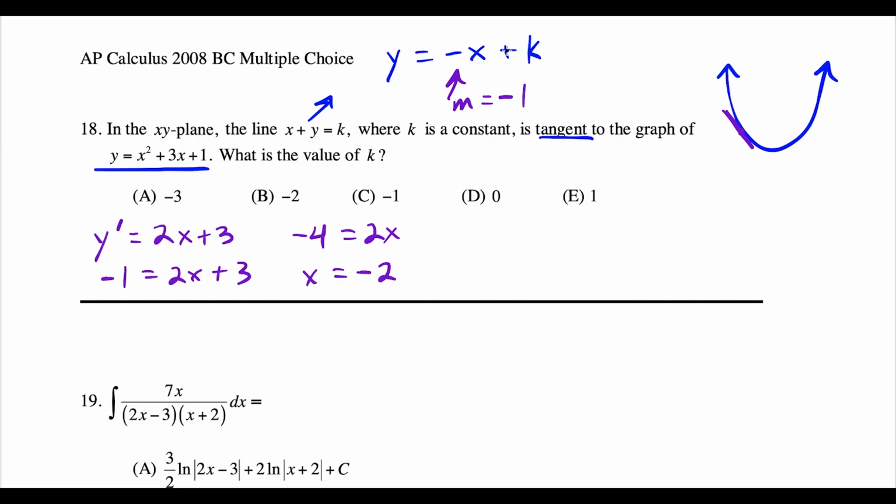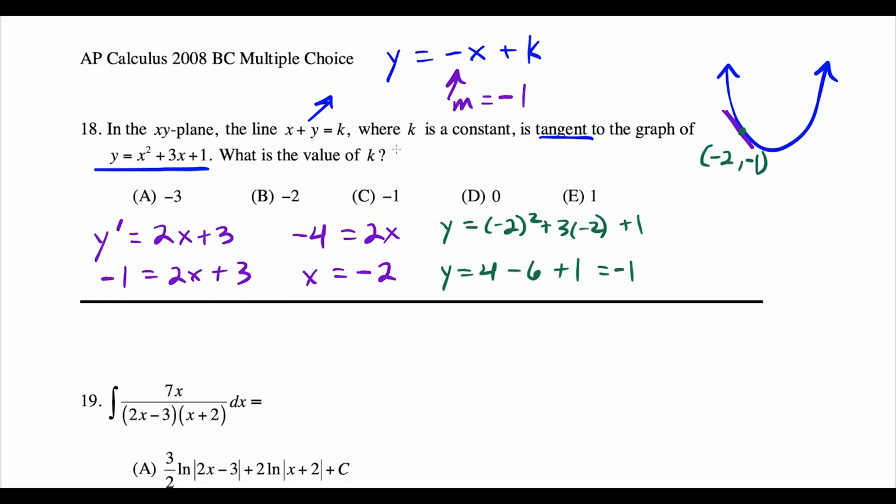But that just tells us the x coordinate, that at this point of tangency, x is equal to negative 2. We still have to know what the y value is. So we could plug x equals negative 2 into the original equation to get the y value. So we have y equals negative 2 squared plus 3 times negative 2, and then plus 1. So this is going to give us y equals 4 minus 6 plus 1, and negative 2 plus 1 equals negative 1. So that's our mystery y value here. So we're at the point negative 2, negative 1.